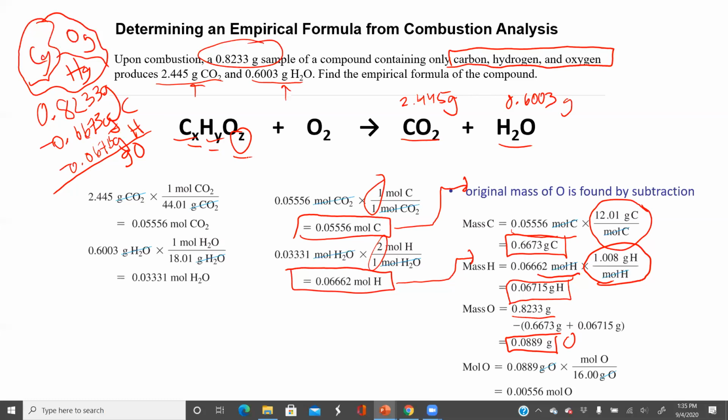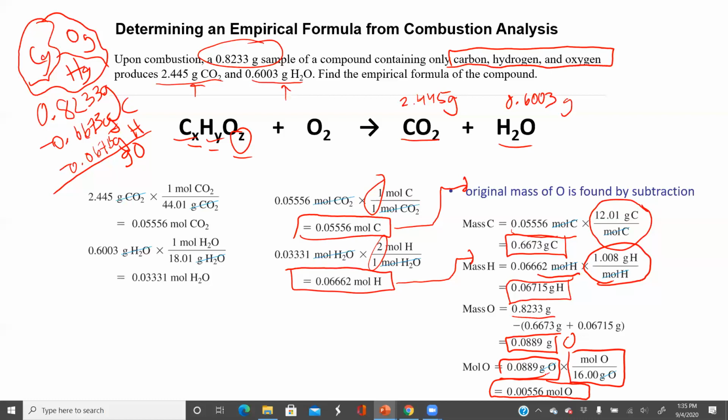Now again, to get X, Y, and Z, it is not a gram ratio. It is a mole ratio. So what do I do with the grams of oxygen after I subtracted it to get it? Now I need to convert the grams of oxygen to moles. And I do that using molar mass. So now I have the moles of oxygen.